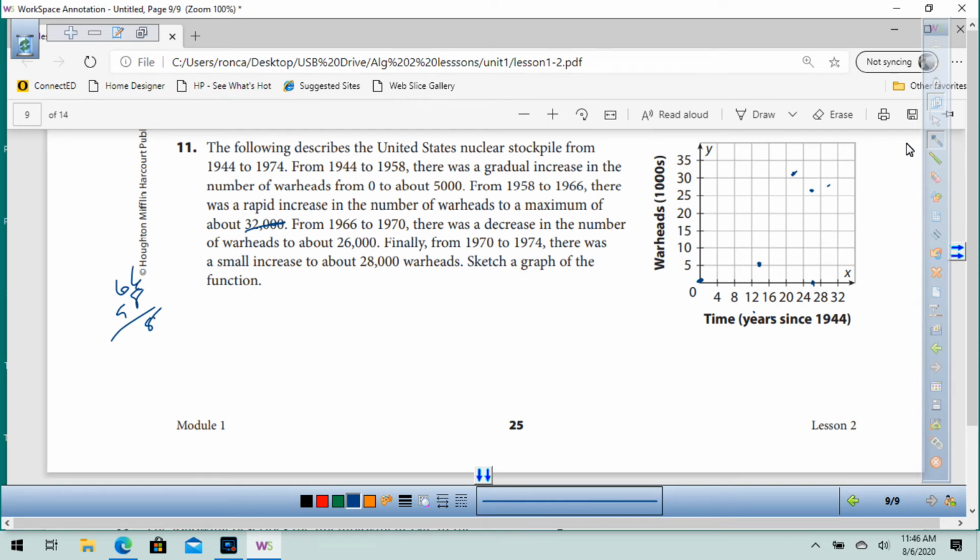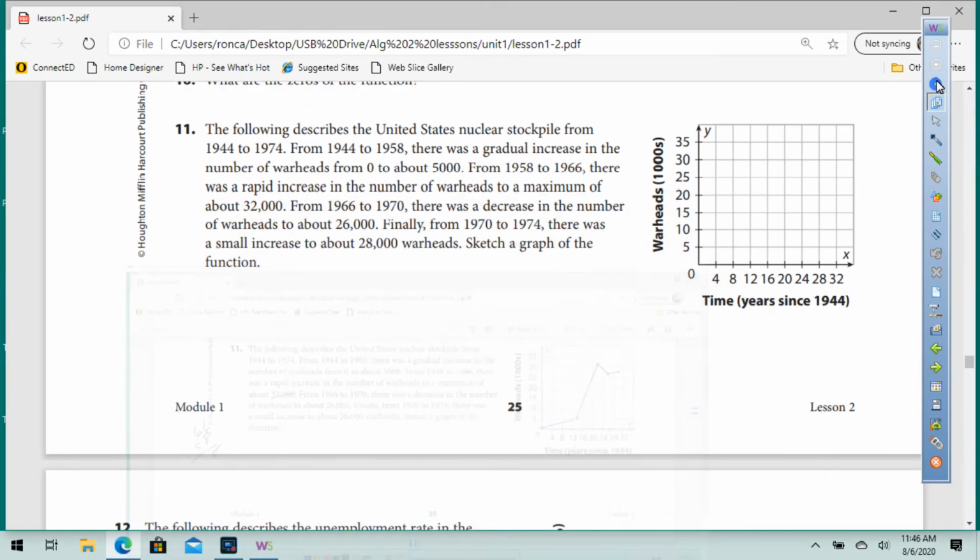Sketch a graph of the function. Well, let's graph it. I'm going to get my straight line tool here. Feel free to use your ruler if you'd like. And there we go. We drew the graph.